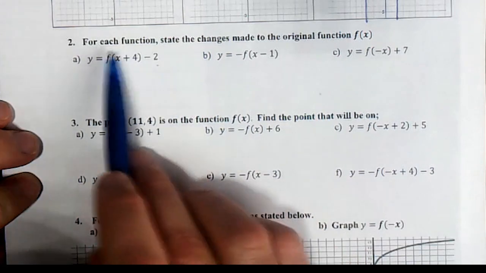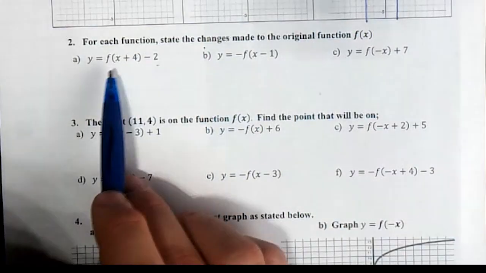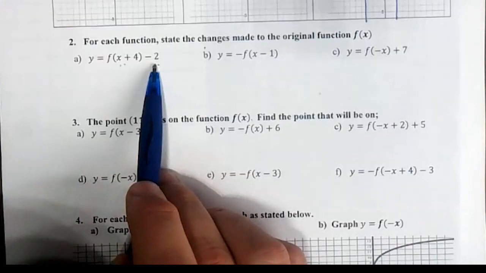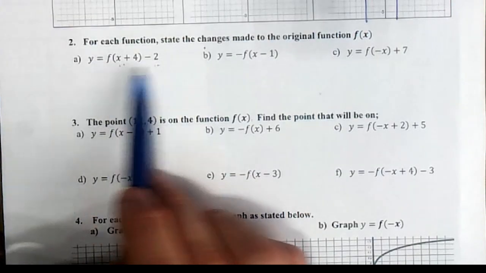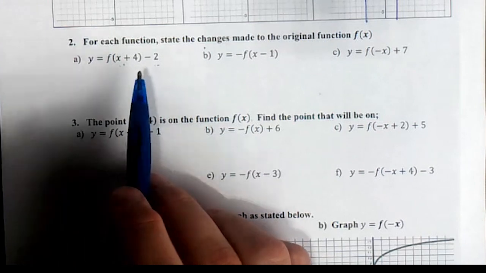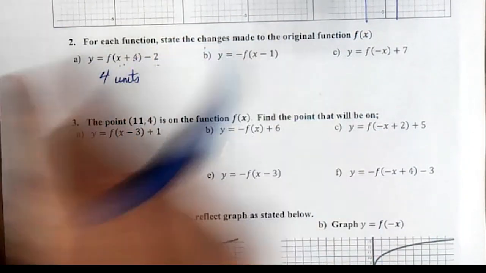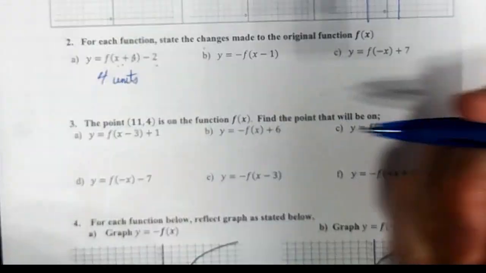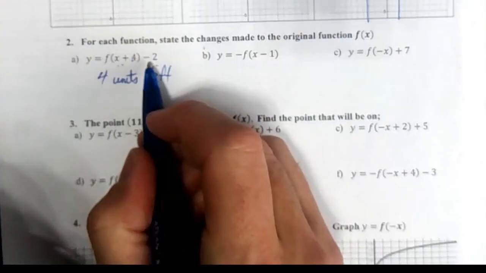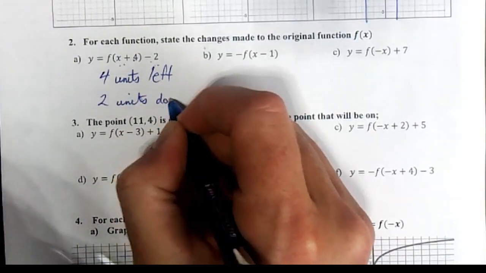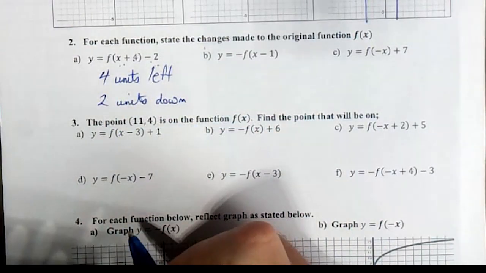Okay, so this one, we have to state the changes to the original function. So we've got two, one inside, one outside. They're both adding, subtracting, so it's just a translation. They're shifting. So the 4 is always the opposite. It's inside, so instead of positive, we are going to go negative to the left. And this is up, down. 4 units left, 2 units down.